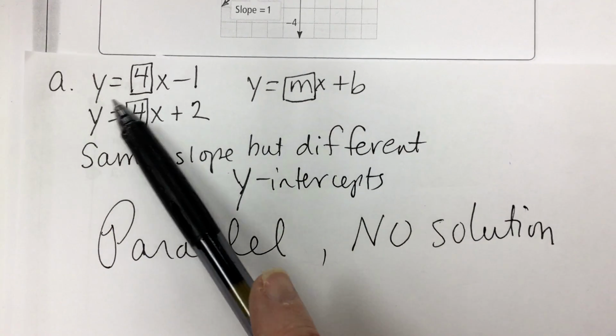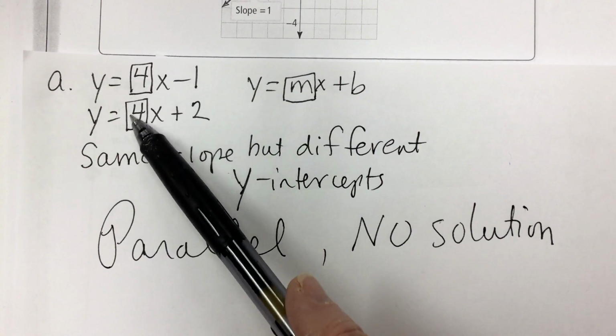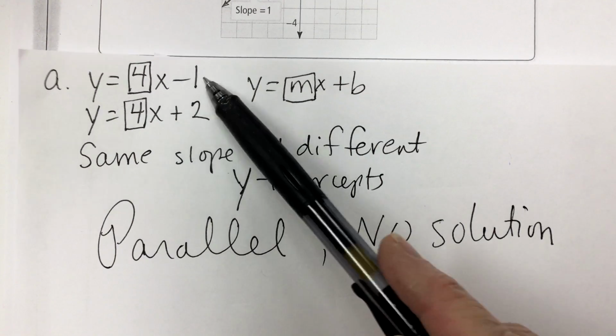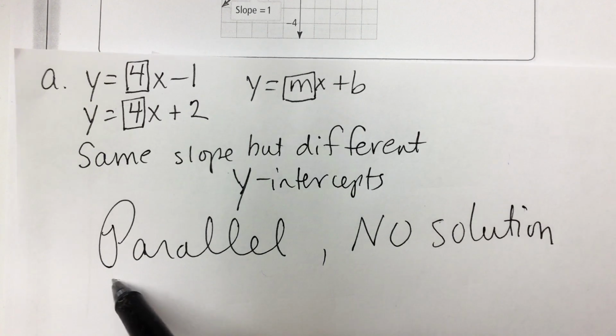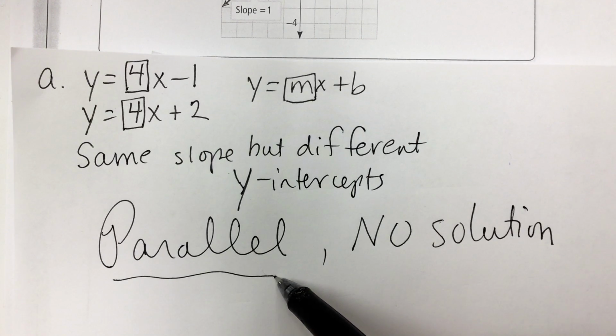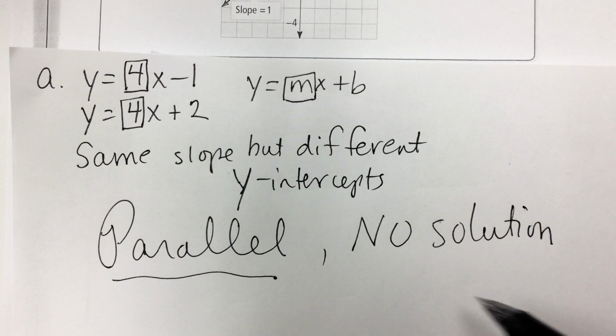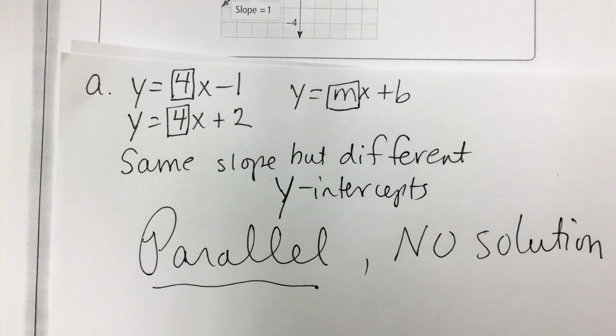They're both in the form of y equals mx plus b. If they have the same slope but different y-intercepts, these two lines are parallel, but the answer to the system of equations would be no solution because these two lines never touch. All right, let's go to B part.